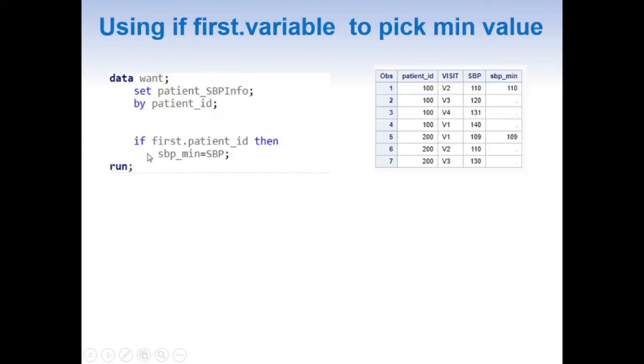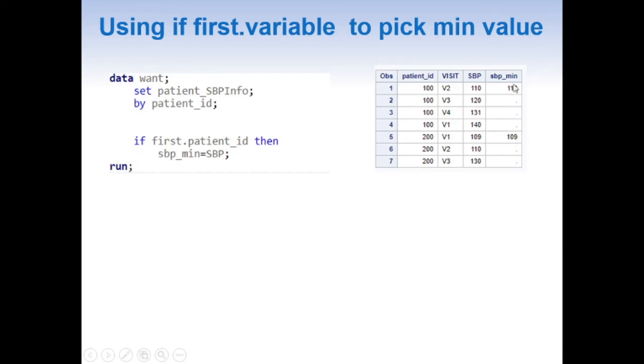Here we are saying if first.patient_ID, then SBP_min equal to SBP. That is, we are capturing the value of SBP when it is the first observation in each group. That is, in the case of 100 as a patient ID, we are going to capture the 110 value into our SBP_min variable. When it is 200, we are going to capture the 109 value in the SBP_min column.